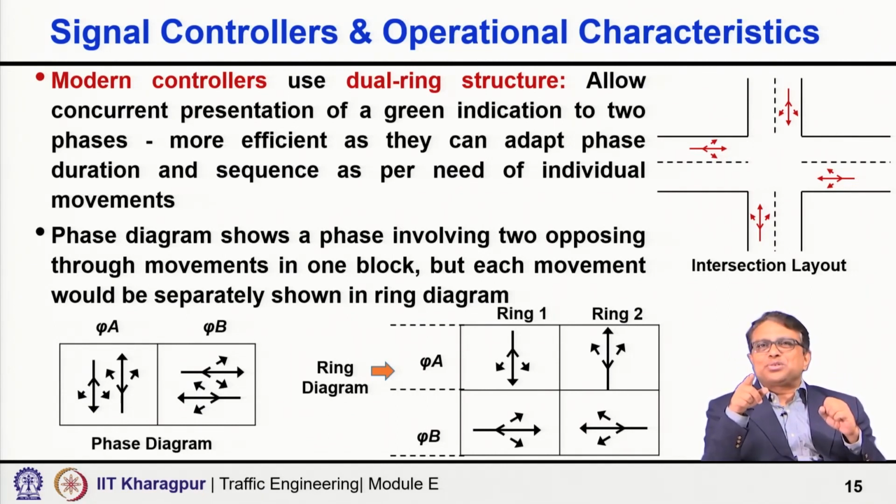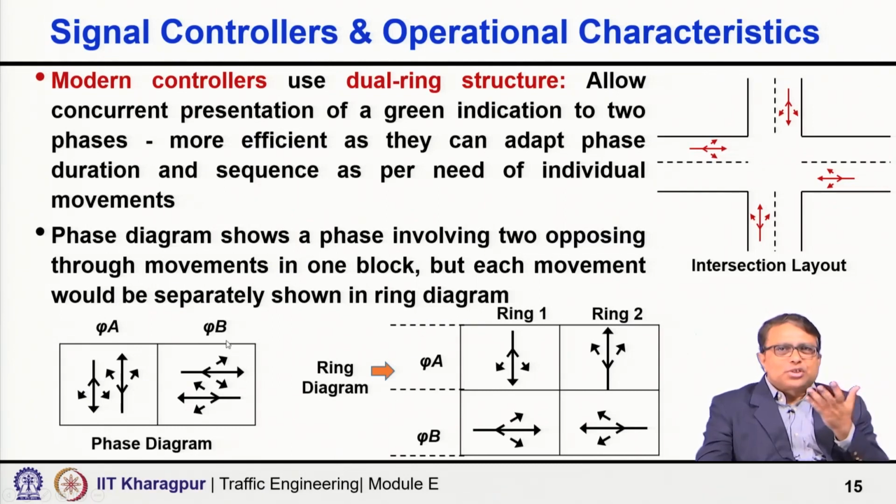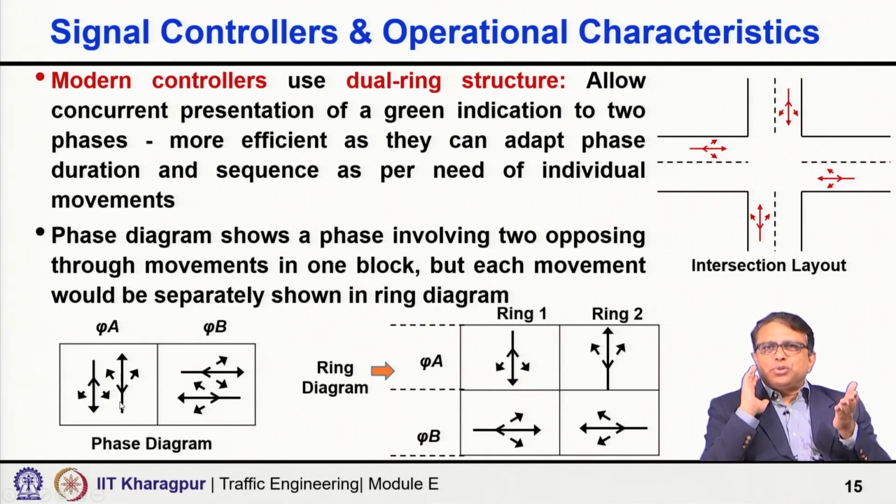That is why we always show ring 1 and ring 2 here, because the controllers have a dual ring structure. If you consider, on the right side, that from every approach we are allowing all three movements, left and right being permitted, and let us consider that we are using a two phase diagram. Phase 1, as usual, we allow vehicles approaching from north and from south to move. They may go straight, take left or take right, just one phase.